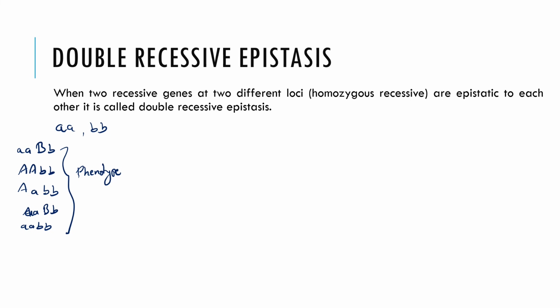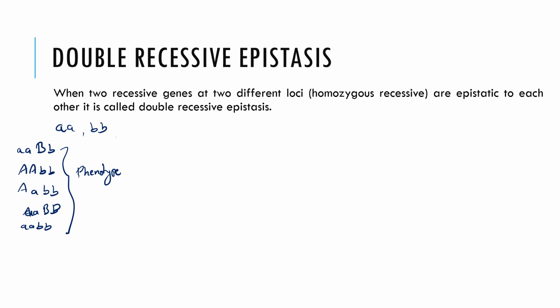They will mask the expression of another gene. Now, this is the condition in humans who are deaf and mute, those children who cannot listen or cannot speak. Their genotype may be either small a, small a, capital B, small b, or small a, capital B, or it could be capital A, small b, small b.